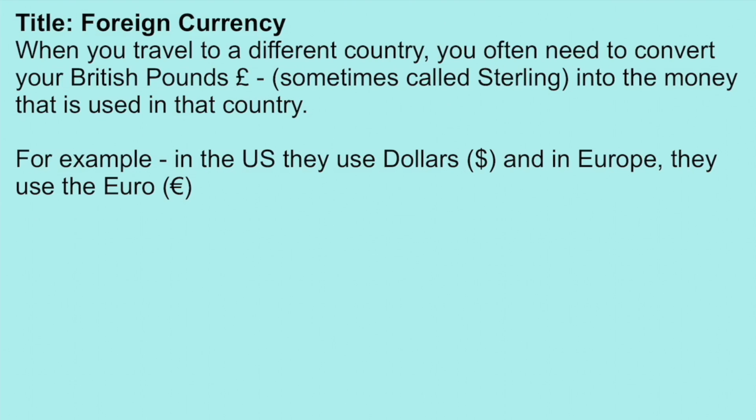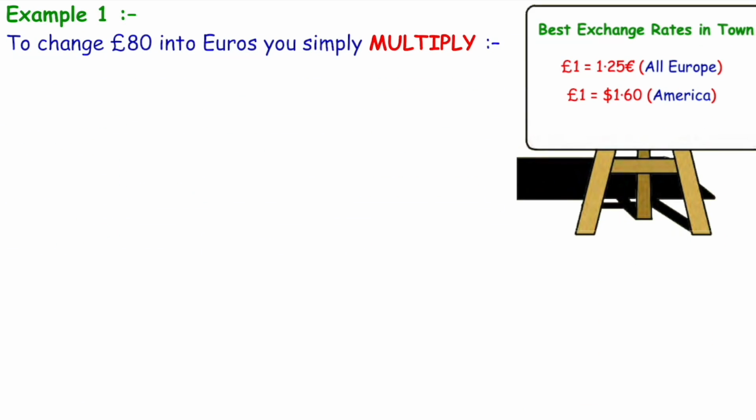The exchange rate is really what the price is for foreign currencies. It's how much you would pay or how much you would get for each pound of British money. So let's look at example number 1 and look at this table on the right hand side. This is giving us the exchange rates, and it's saying for every £1 that you have, you could get 1.25 euros. And for every £1 that you have, you could get $1.60.